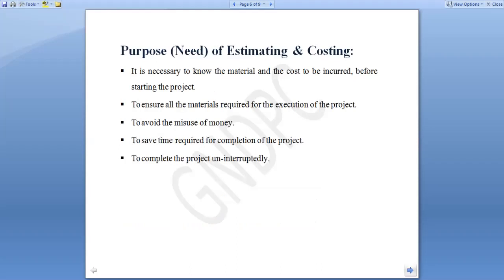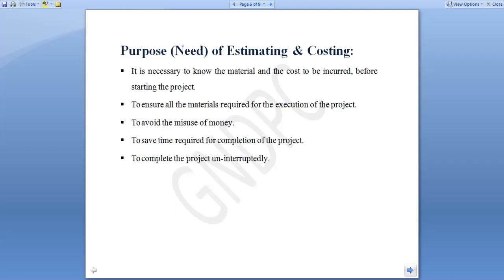The next question is, why do we need estimating and costing? What is the basic requirement? And what is the purpose of estimating and costing? The first thing is that it is necessary to know the material and the cost that is involved before starting the project. That means one has to plan before the actual process starts. You should know how much raw material you need and what the basic cost involved will be.